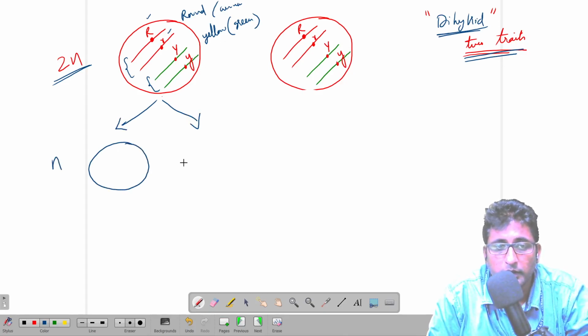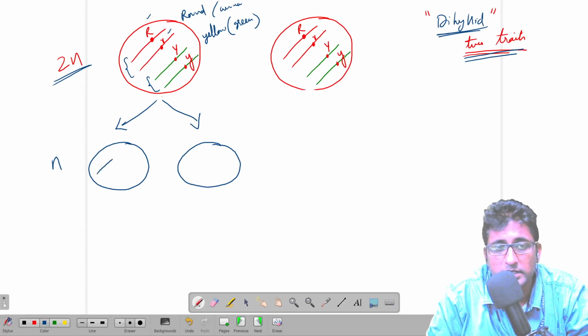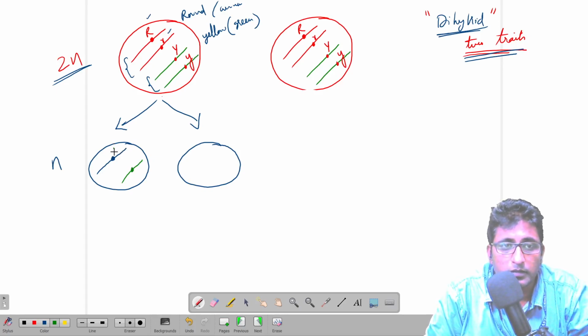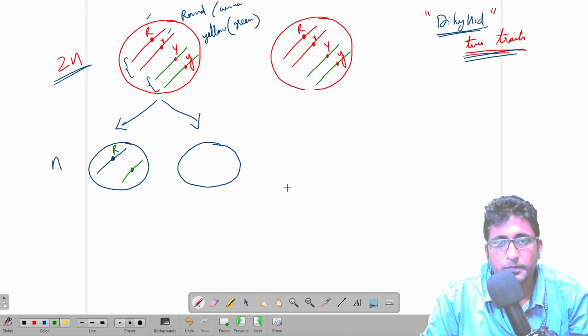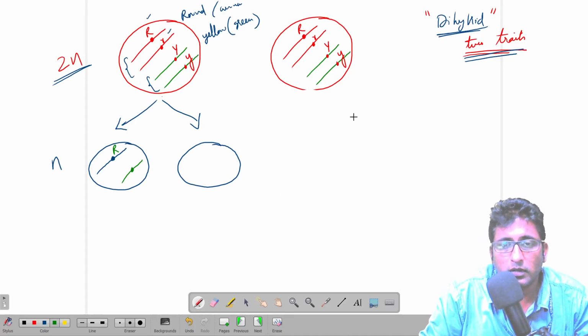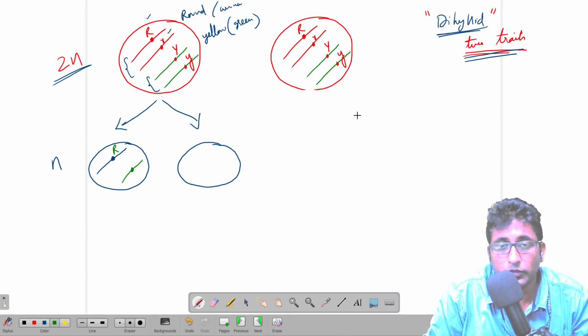They are n. They only have 1 set. So they have to inherit one set from one of the R's and one from the Y or green. In that sense, we can have many different combinations. Let's see what is possible during the combinations of these during gametogenesis.